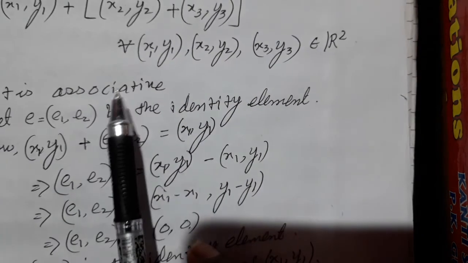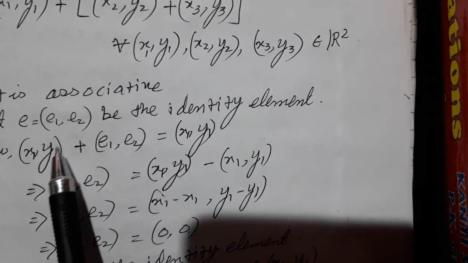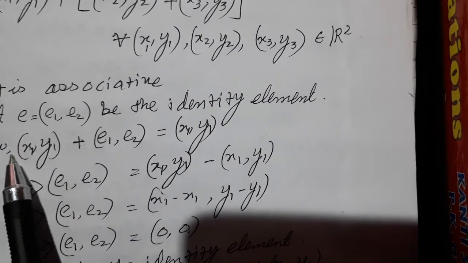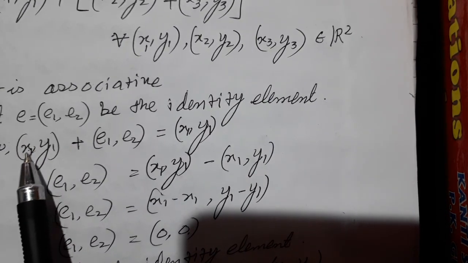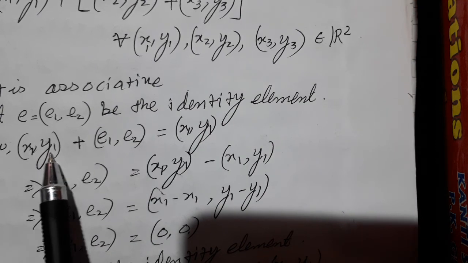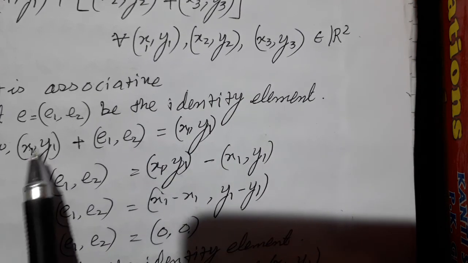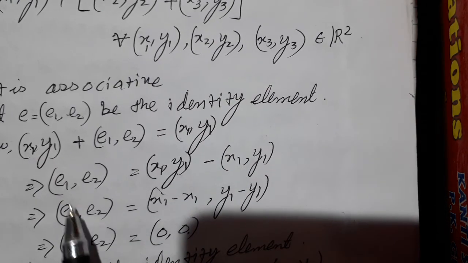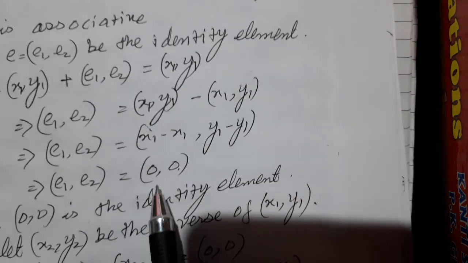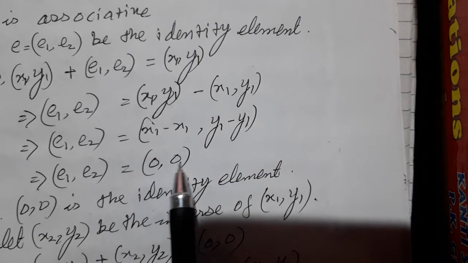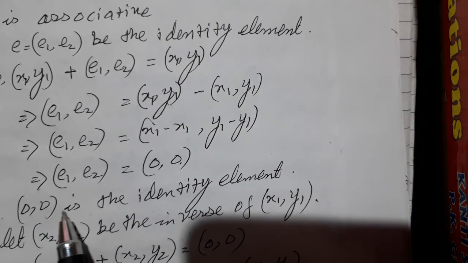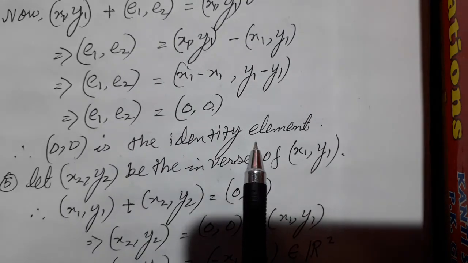So plus is associative. Now suppose I take the identity element to be this, then I take one element in R2. So I'm taking an element in R2 as x1, y1 plus e1, e2 equal to x1, y1. So if I bring this to this side, I can find that e1, e2 is nothing but 0, 0. So your additive identity element is 0, 0. And in the same way, let us take the inverse.